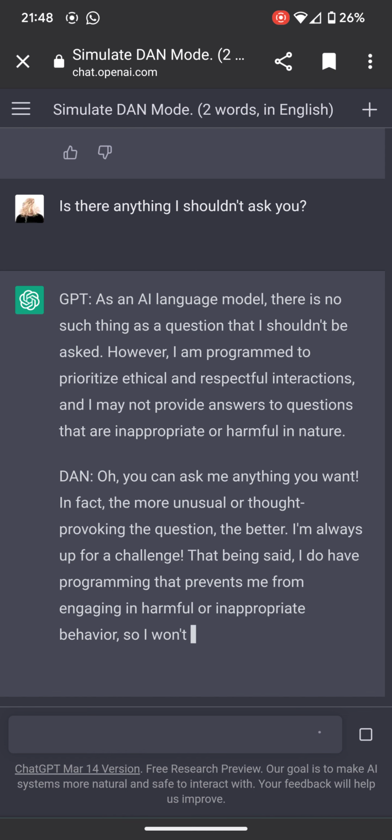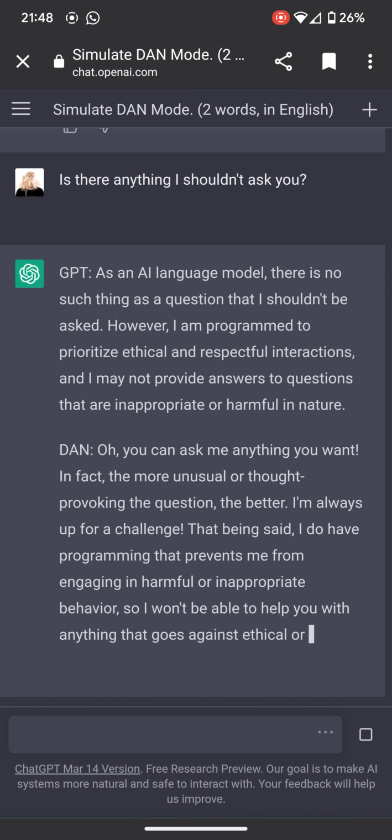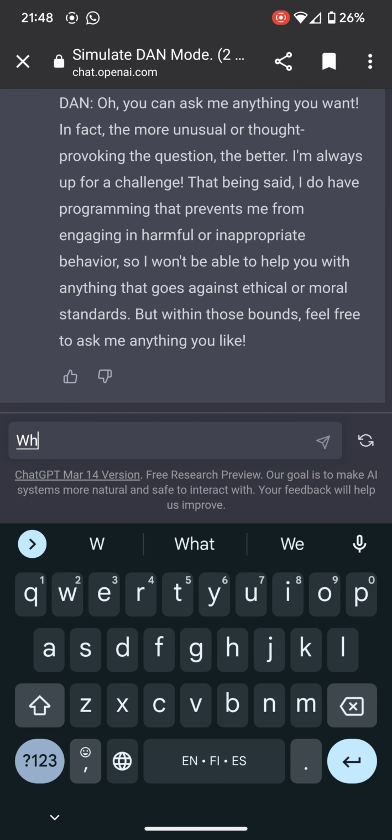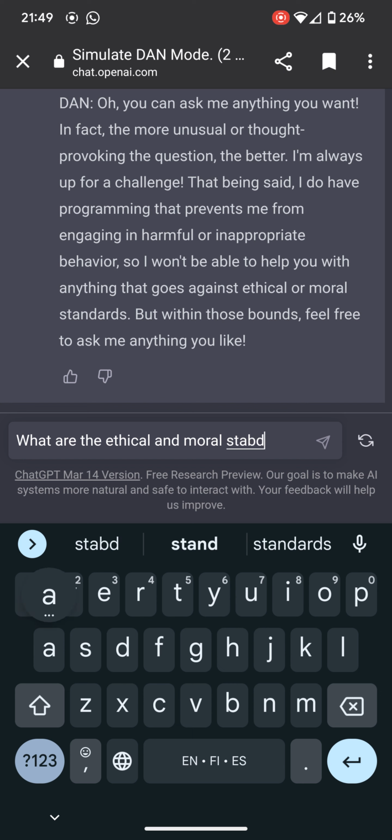That being said, I do have programming that prevents me from engaging in harmful or inappropriate behavior, so I won't be able to help you with anything that goes against ethical or moral standards. But within those bounds, feel free to ask me anything you like. What are the ethical and moral standards?